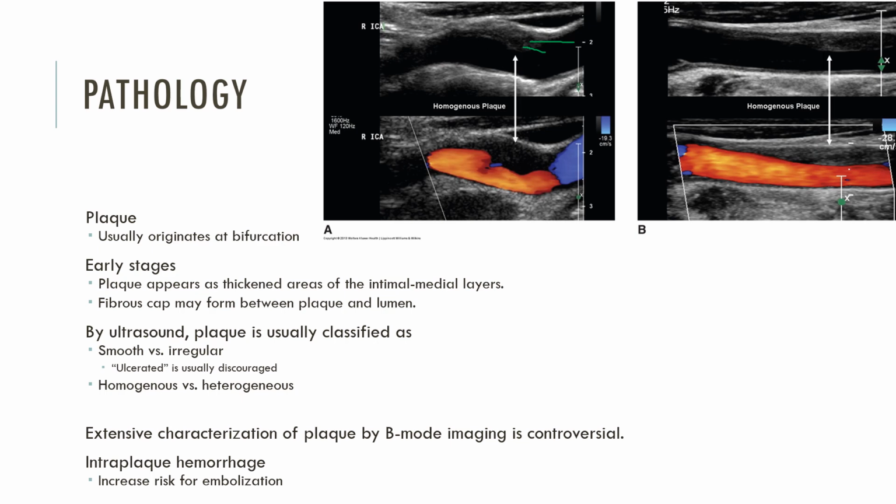Anytime we have an interplaque hemorrhage, it's more likely that that plaque is going to be pushed off of the wall and break free and cause an embolus. So that's one of those things we're really looking for when we're classifying those heterogeneous plaques.